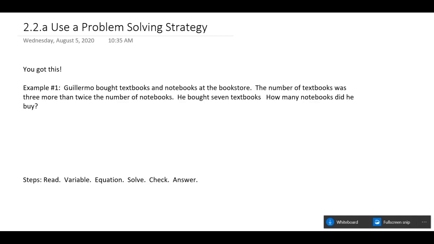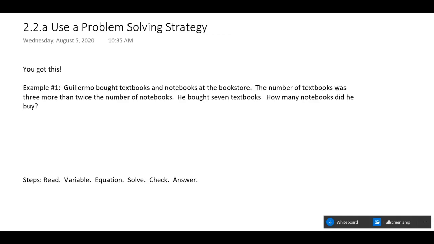Okay, so in example 1, Guillermo bought textbooks and notebooks at the bookstore. The number of textbooks was 3 more than twice the number of notebooks. A lot of times that's the part students don't care for. He bought 7 textbooks. How many notebooks did he buy? Okay, so let's see what we have here. We have to go through and we have to kind of pull it out piece by piece.